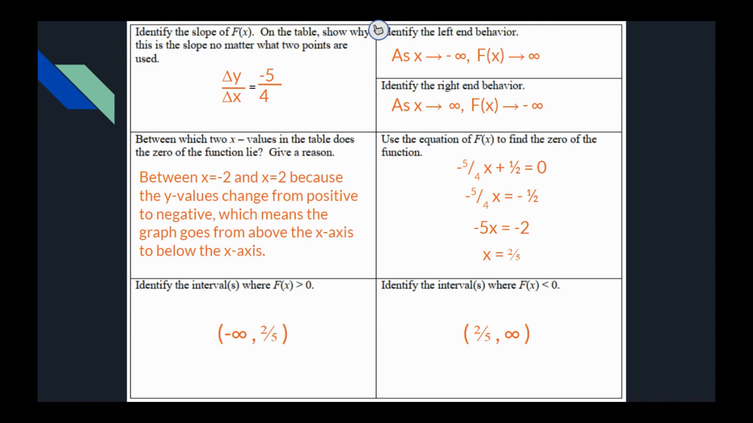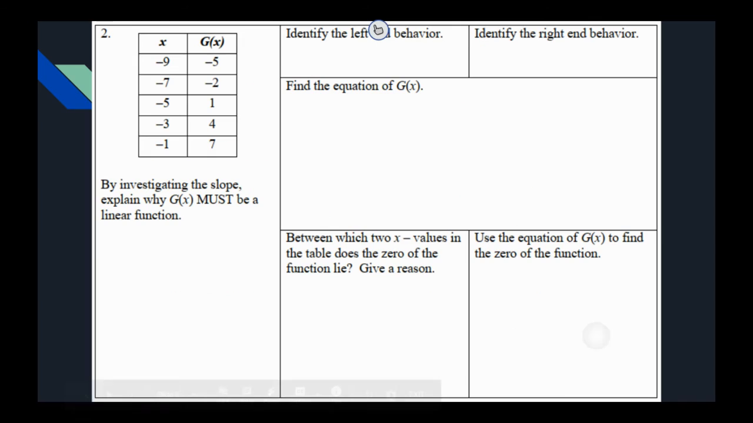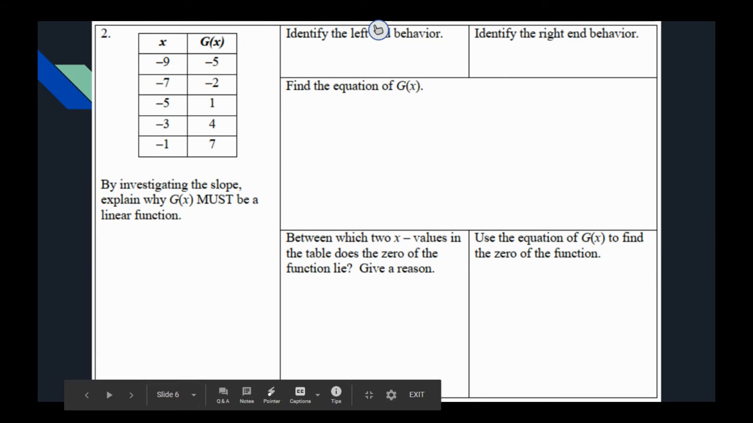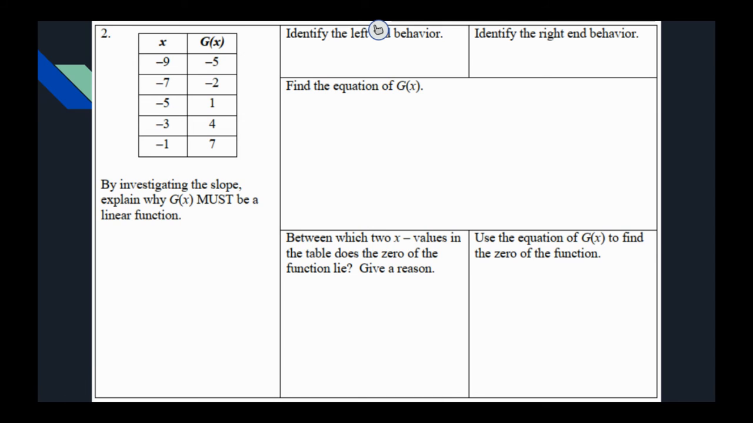Okay, so this one was nice because we have the graph to help us. But on the next two, we don't have a graph. So I want you to go ahead and try to answer as much as you can on that next example. Number 2, do the slope, the end behavior, equation, and zeros. If you want to work with your neighbor, you can. Just on number 2. We'll take 5 minutes.